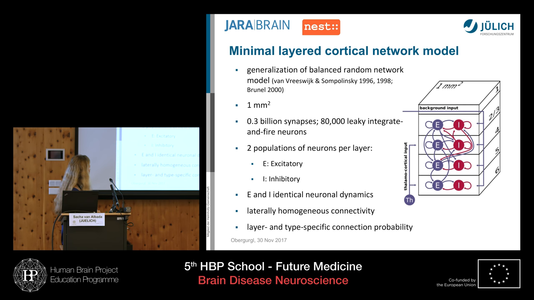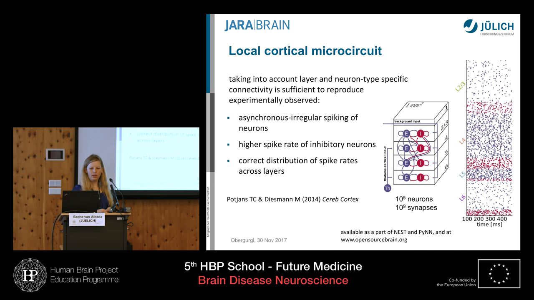So the connectivity is laterally homogeneous. The neurons are not located in space, if you will. But the connection probabilities between all these populations are population specific and derived from an extensive survey of the experimental literature. And what the model does is it just predicts the spike rates in the different layers and populations.